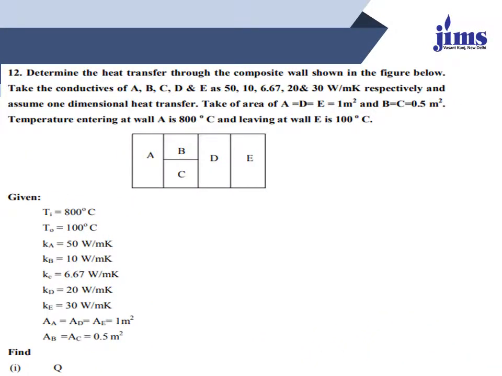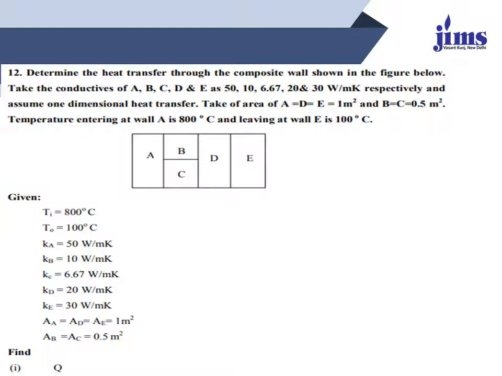Very important. This problem is a mixture of series connection and parallel connection. In this problem, these A, D and E walls are connected in a series manner, but B and C walls are connected in a parallel pattern. So this is a mixed problem in which some walls are connected in series and some walls are connected in parallel manner. So the question is, determine the heat transfer through the composite wall as shown in the figure.